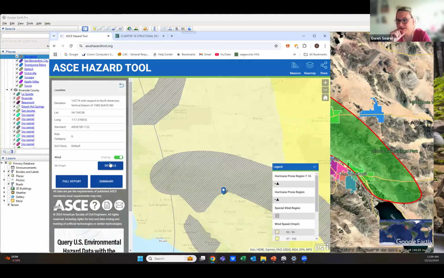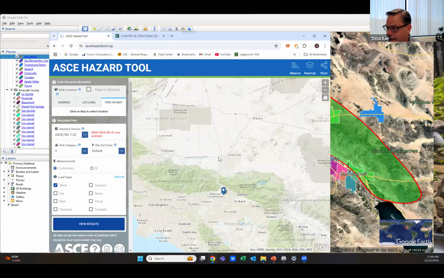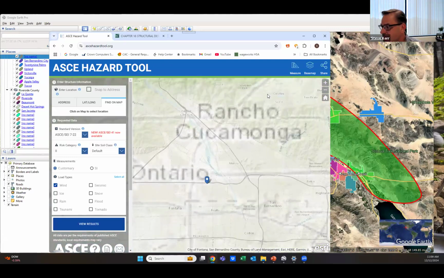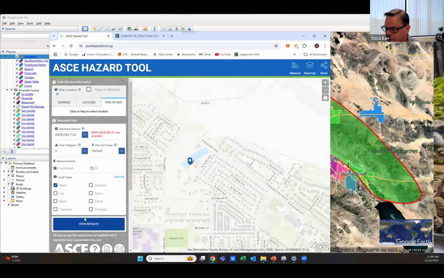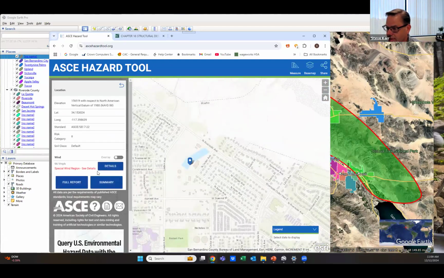Yep. If we go back, try to click just a little bit further north. Yeah, go just a little bit further north. Now, yes, see, we are within the special wind region.